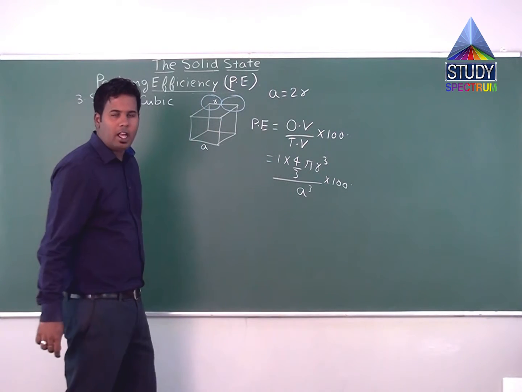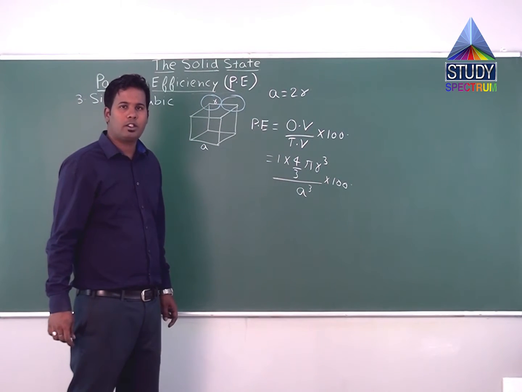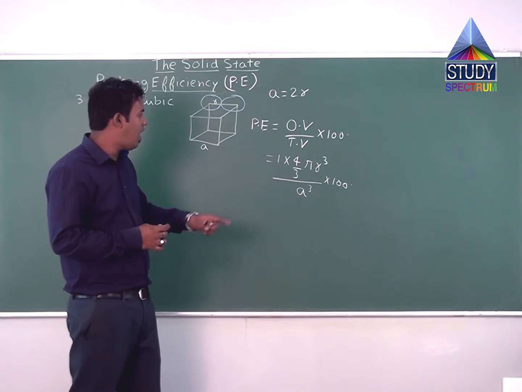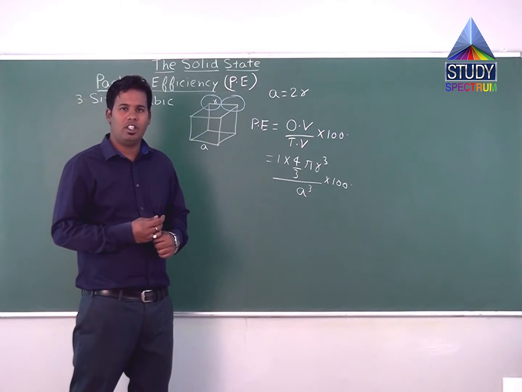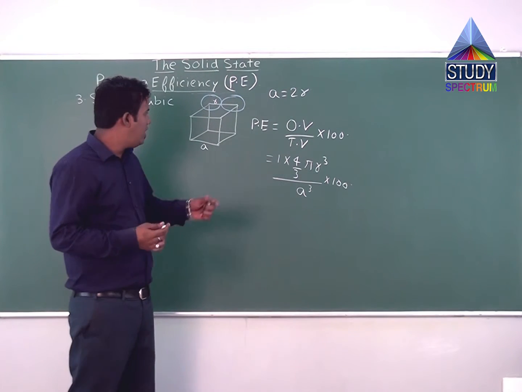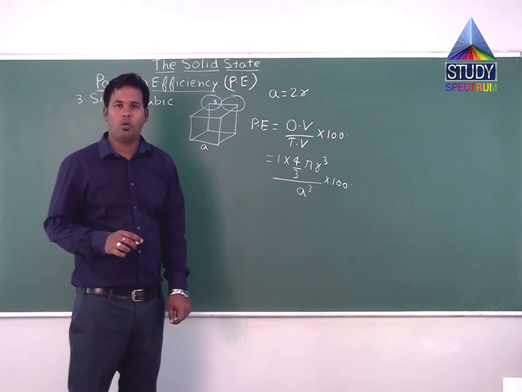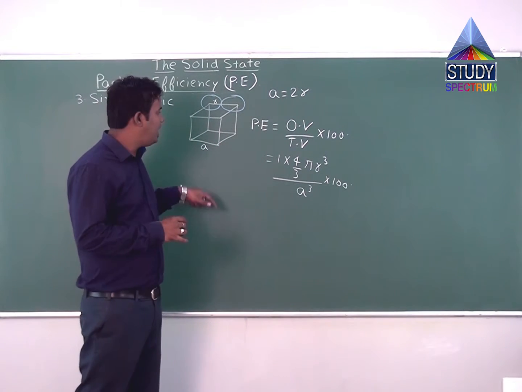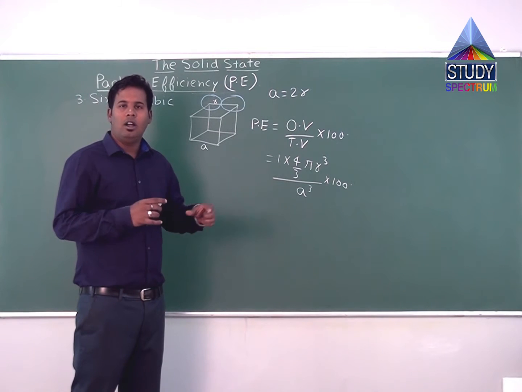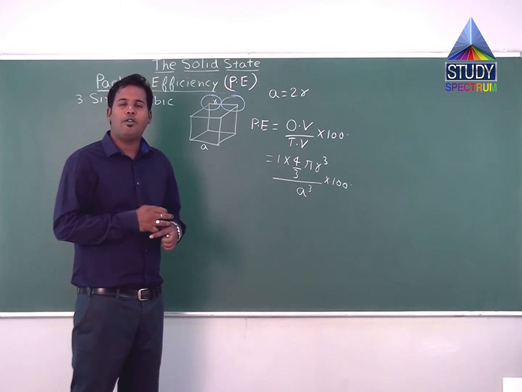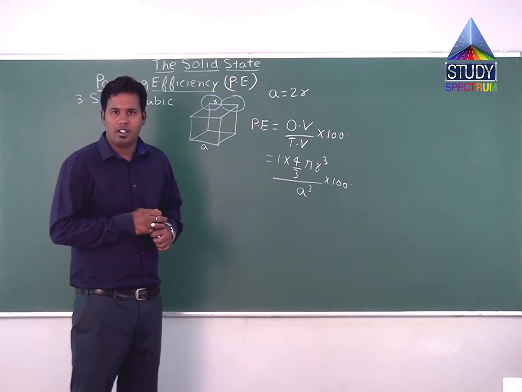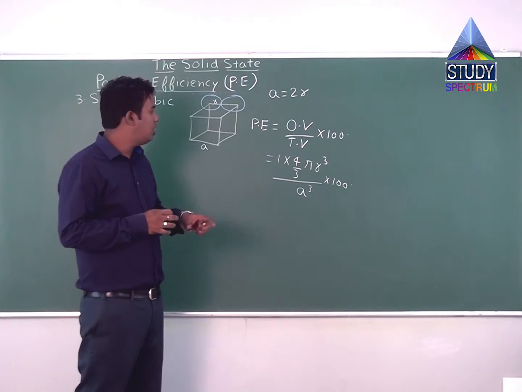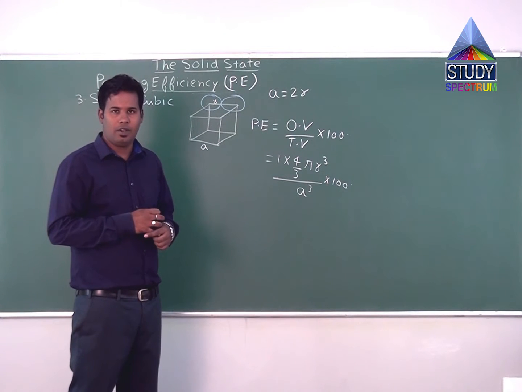Now, like every time, we should have a relation between small a and small r, where small a represents the edge length of the cube and r represents the radius of these identical spheres. Here we simply have a is equal to 2r. Why? Because this cube has been obtained by joining the centers of 8 touching spheres.